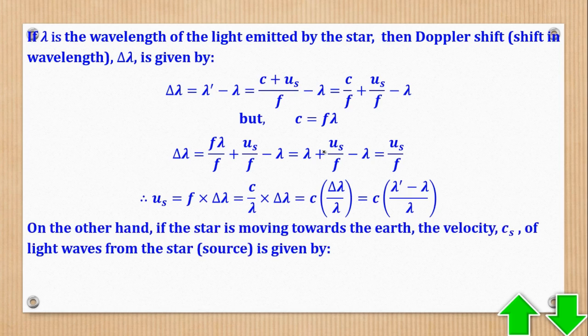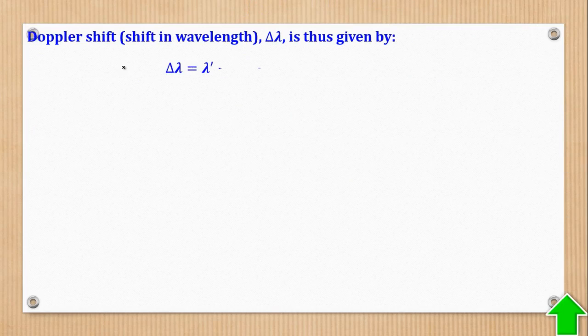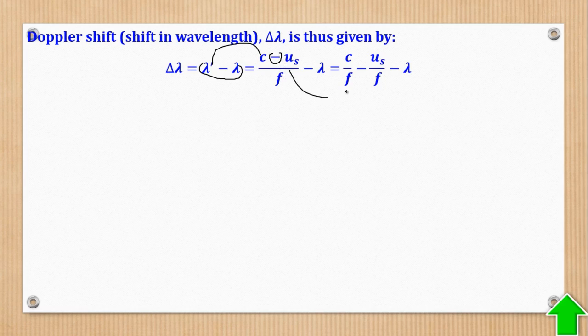What about when the star is moving towards the Earth? There is something that will differ. Initially it was C plus US, now it will be C minus US. Therefore, the Doppler shift will be given by that, still the same formula. In the substitution, it is only this one which is changing. So split the numerator to come up with that.